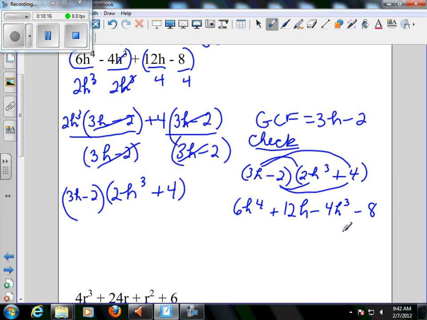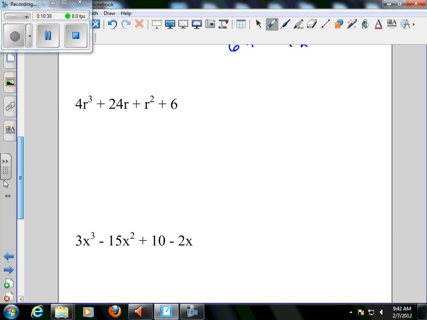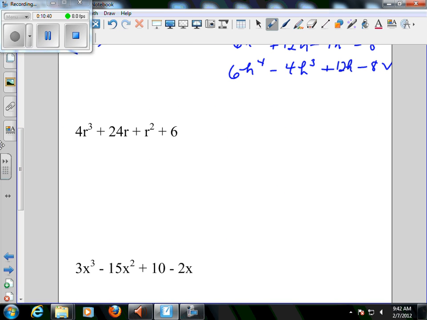And so when we write this in descending order, just as it was in the original problem, we have 6h to the fourth minus 4h to the third plus 12h minus 8, which is exactly the problem we started with. So that checks. So that's the only one we're going to check together. All right, let's move on to this next problem.